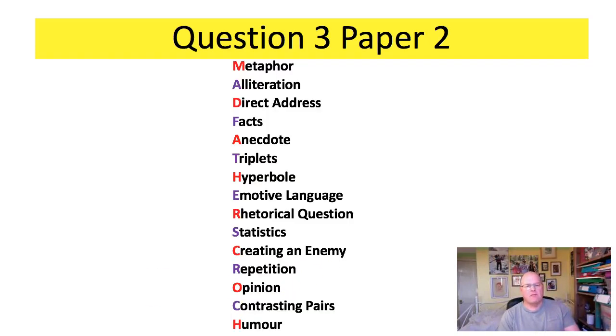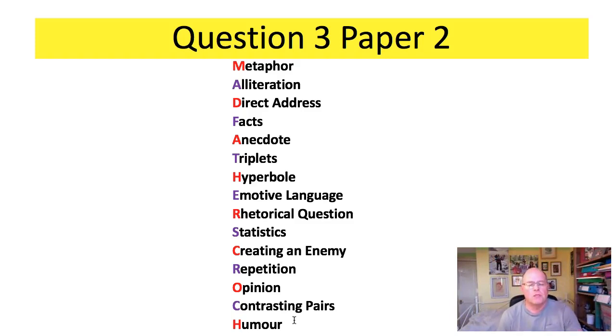Okay, let's look at Mad Father's Crotch. I won't go through this in loads of detail, but you need to train yourself to do it from memory. So it goes like this: metaphor, alliteration, direct address, facts, anecdote, triplets, hyperbole, emotive language, rhetorical question, statistics, creating an enemy, repetition, opinion, contrasting pairs, and humour. So I haven't looked at that for ages. My students can do that much quicker than I can because they rehearse it.